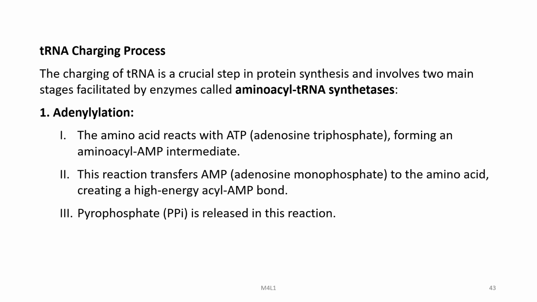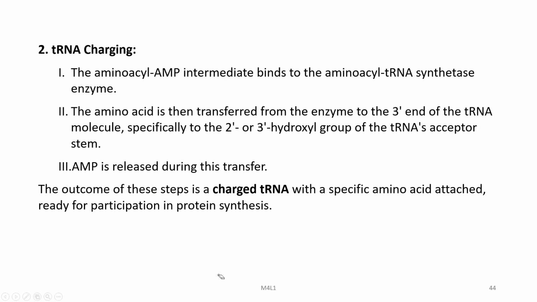tRNA charging process. The charging of tRNA is a crucial step in protein synthesis and involves two main stages facilitated by enzymes called aminoacyl tRNA synthetases. Number one is the adenylation. The amino acid reacts with ATP, forming an aminoacyl AMP intermediate. This reaction transfers adenosine monophosphate to the amino acid, creating a high energy acyl AMP bond. Pyrophosphate is released in this reaction.